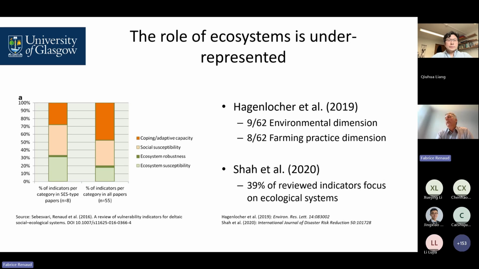Last but not least, Aminur Shah and colleagues in 2020, we published a paper that was a review of the risk assessments that were carried out with nature-based solution in mind. This was in the frame of a project funded by the European Commission, Operandum project, that was focusing on the deployment of nature-based solution for hydrometeorological hazards. And basically, even in papers that were looking specifically at nature-based solution, you had only 39% of the reviewed indicators that covered the ecological system.